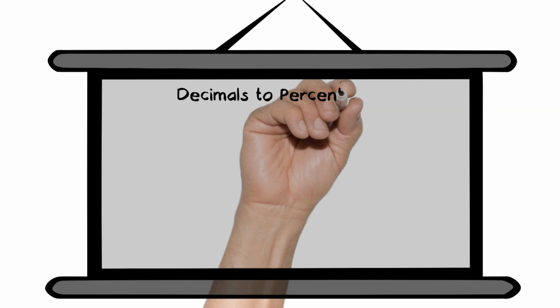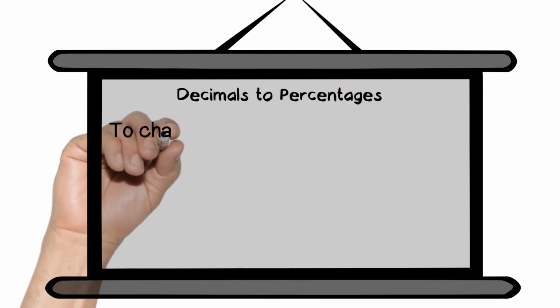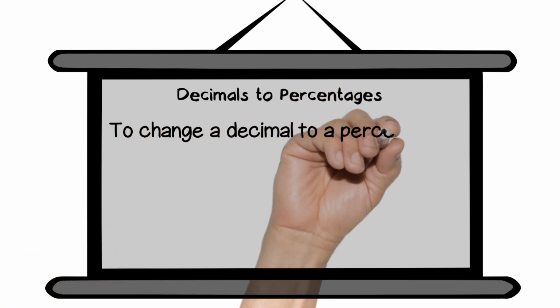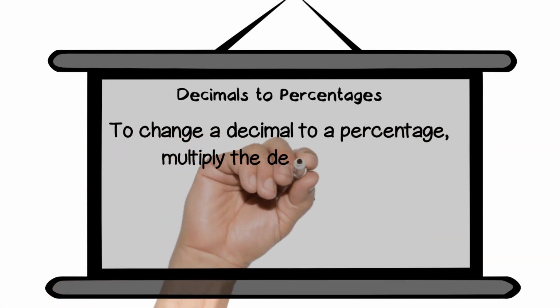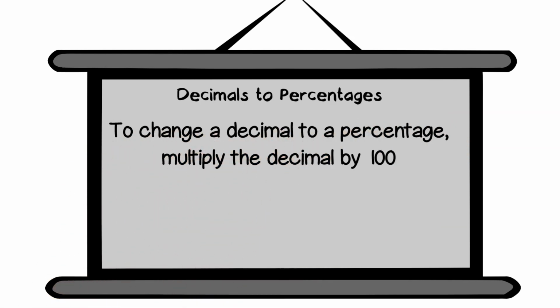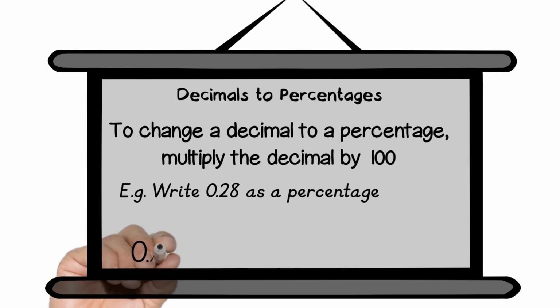Next, we're going to convert decimals to percentages. So to change a decimal to a percentage, you simply multiply the decimal by 100. So for example, write 0.28 as a percentage. Well, just simply times that by 100, so it's 28%.